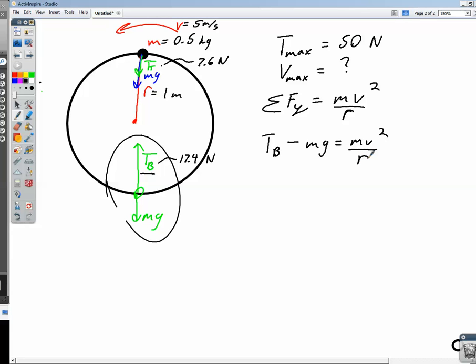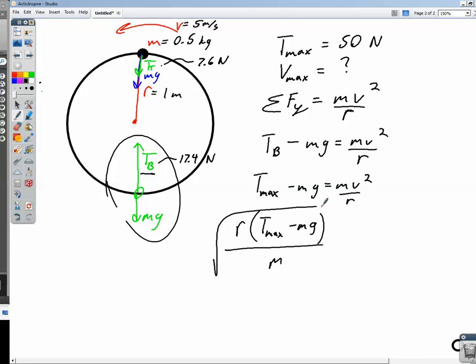This time we know the tension at the bottom is going to be T max, 50 newtons. So let's go ahead and plug that in. T max minus mg is equal to mv squared over r. And we're looking for v this time. So let's do some algebra. We will multiply everything over here on the left by r, and we're going to divide by m. And we're going to go ahead and take the square root. And that is going to equal v.